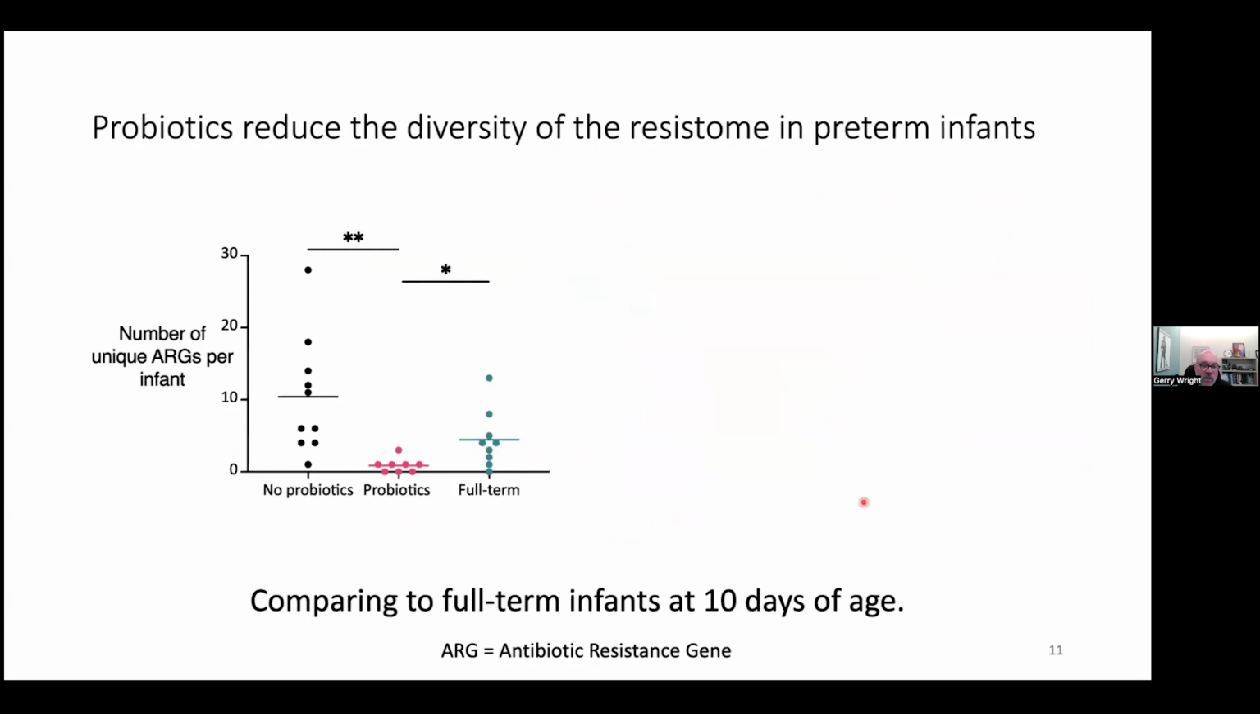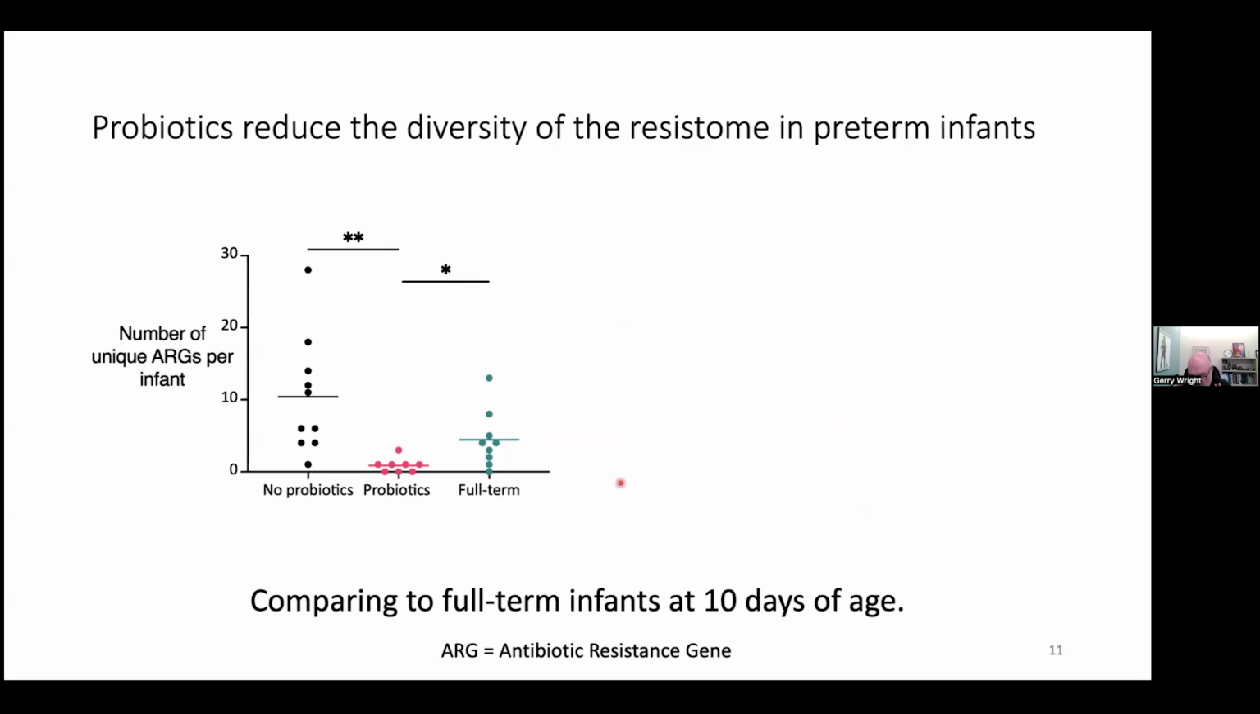So here's the results. Alison received stool samples from all these individuals in this cohort. We used our probe-based approach to look for resistance elements. And here's what we found.